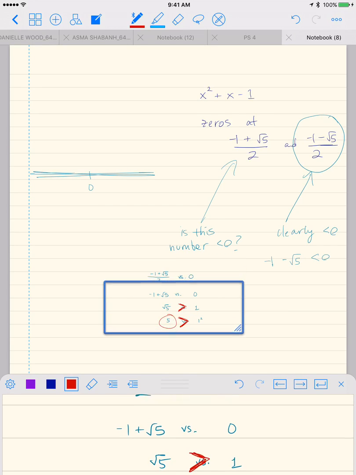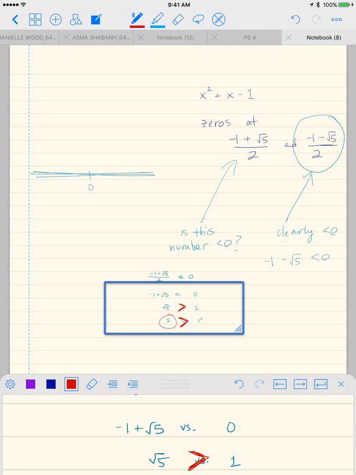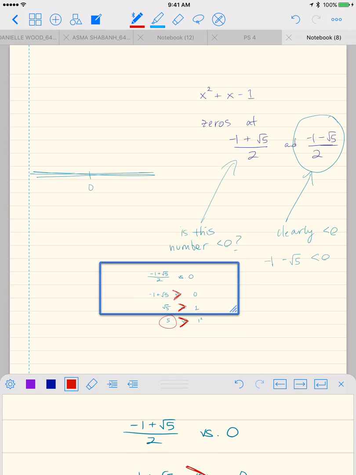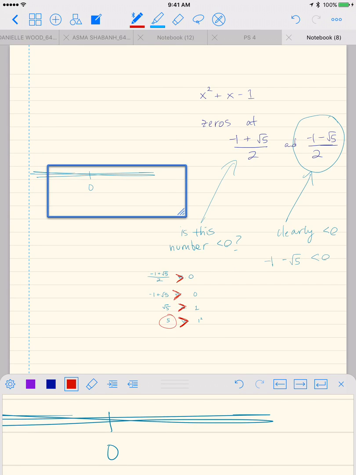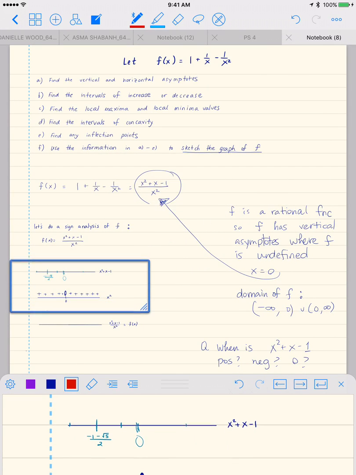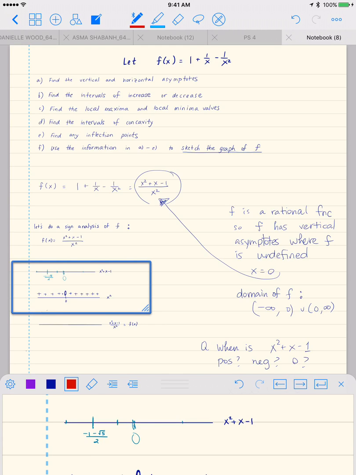So negative 1 plus root 5 is bigger than 0, right? So negative 1 plus root 5 over 2 is bigger than 0. Okay, so let's go ahead and put it over here. So we've got negative 1 plus root 5 over 2.